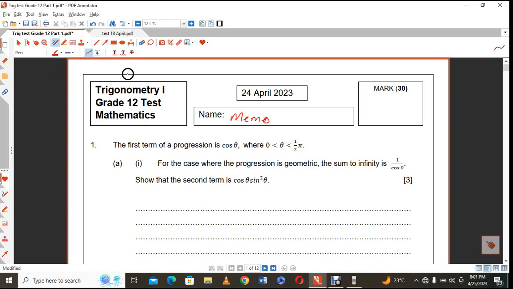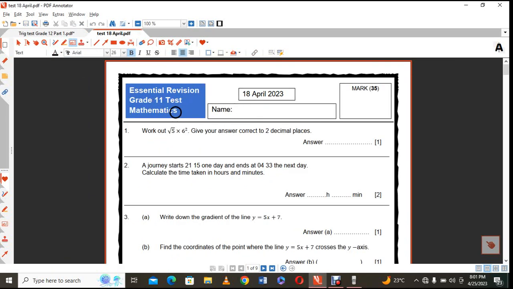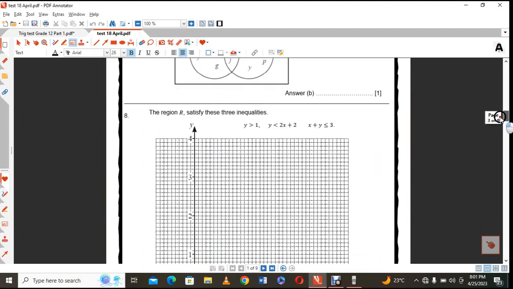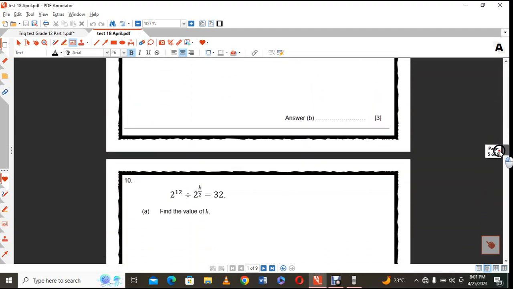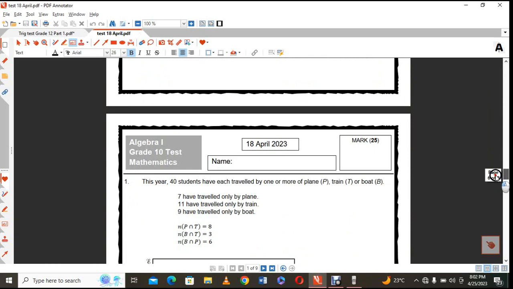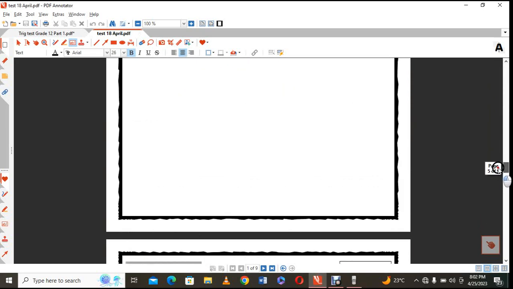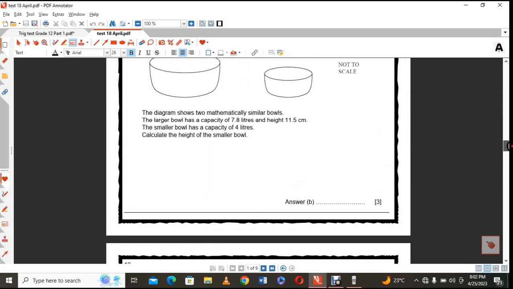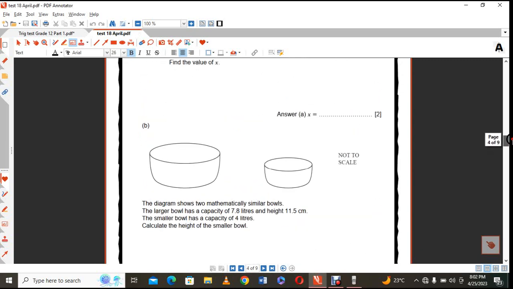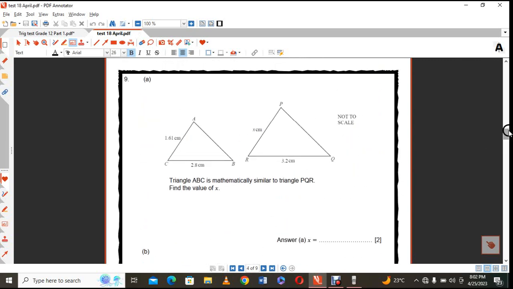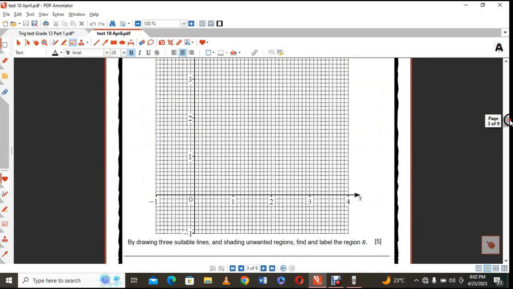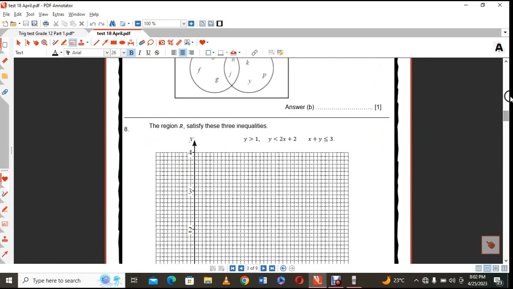Anyway, the second one that I will be doing is another test for grade 11 that I will also share with you that I gave to the grade 11s, and then there's another test for grade 10s that I'm going to share with you. Most of the stuff for the grade 11 one deals with a collection of topics like similarity, topics like linear programming and Venn diagrams. So essentially, it's revision work.